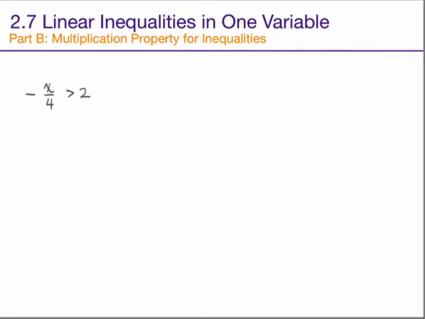This is example 5 in your textbook from page 209. The way it's written, negative x over 4, makes it a little bit difficult to work with. Some of you may be comfortable with just multiplying both sides of this inequality by 4 to clear the denominator, and that's fine. But I'd like to take a look at writing the left-hand side another way anyway. If I wanted to, I could think of x over 4 as 1 over 4 times x over 1.